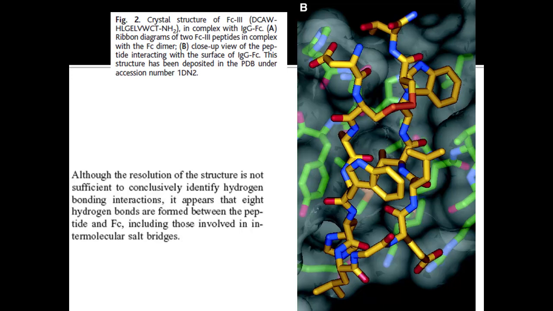And they say right here, our conclusion from looking at the numbers was right. The resolution of the structure is not sufficient to conclusively identify hydrogen bonding interactions. However, we're going to go ahead and say it anyways, because we're pretty sure. It appears that 8 hydrogen bonds are probably formed between the peptide and FC, including those involved in salt bridges, because salt bridges can also be hydrogen bonds. So they think they found 8 hydrogen bonds. That's a lot of hydrogen bonds for just 20 residues. So that comes close to saying how this binds. It uses hydrogen bonds, which are very directional, but they can also be formed by residues rotating.